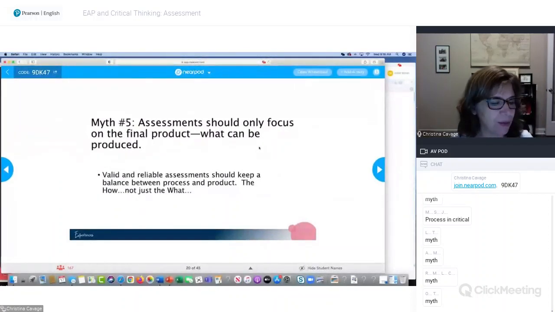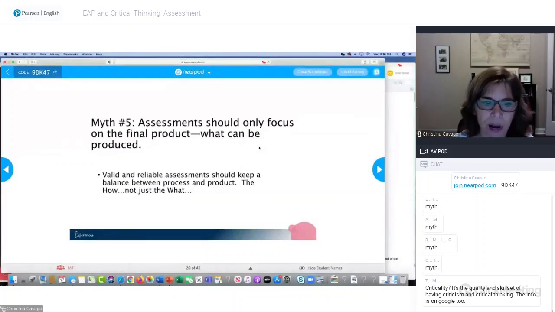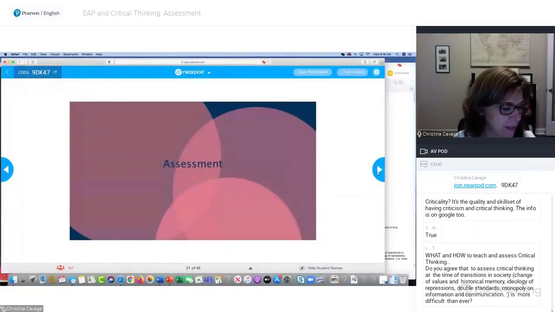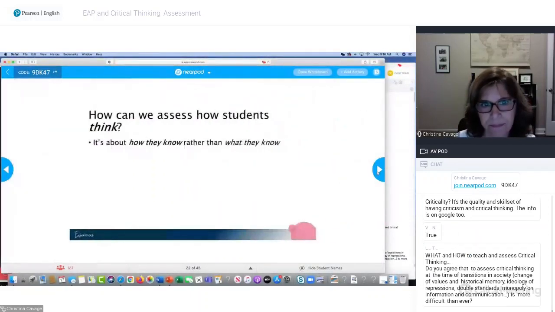Okay, so many times in language, we focus on the end result, that product. But the how in critical thinking is just as important as that end product. Okay, so let's get started and really dive deep into assessment. So how can we assess how students think? Because that's really what critical thinking is. It's about how a student thinks. And here, it's really about how they know rather than what they know.